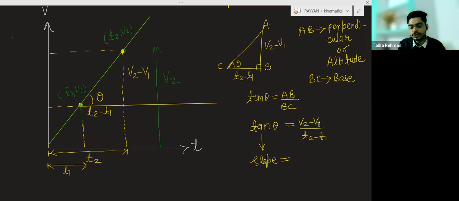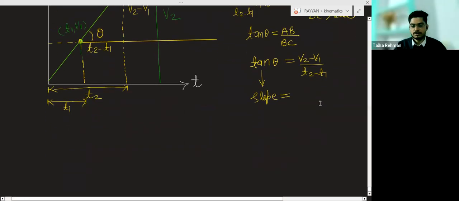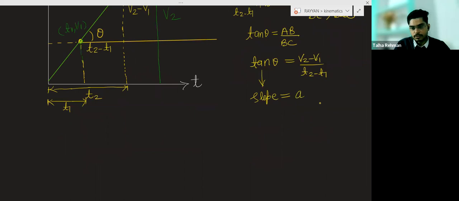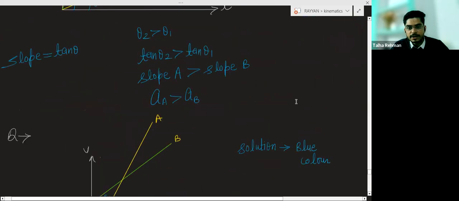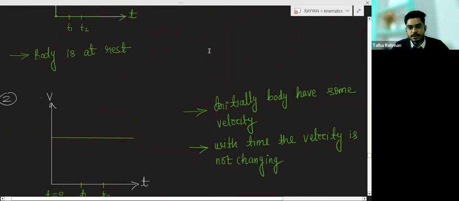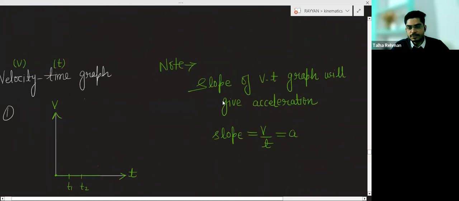Rate of change of velocity, or change in velocity divided by change in time, is the acceleration. Acceleration A. So that is why I have written here: slope of the velocity-time graph will give acceleration.